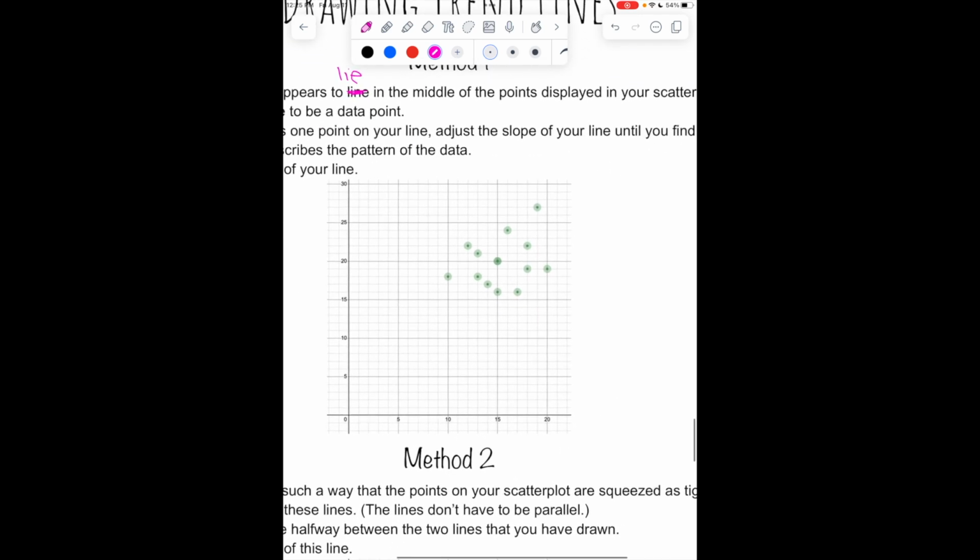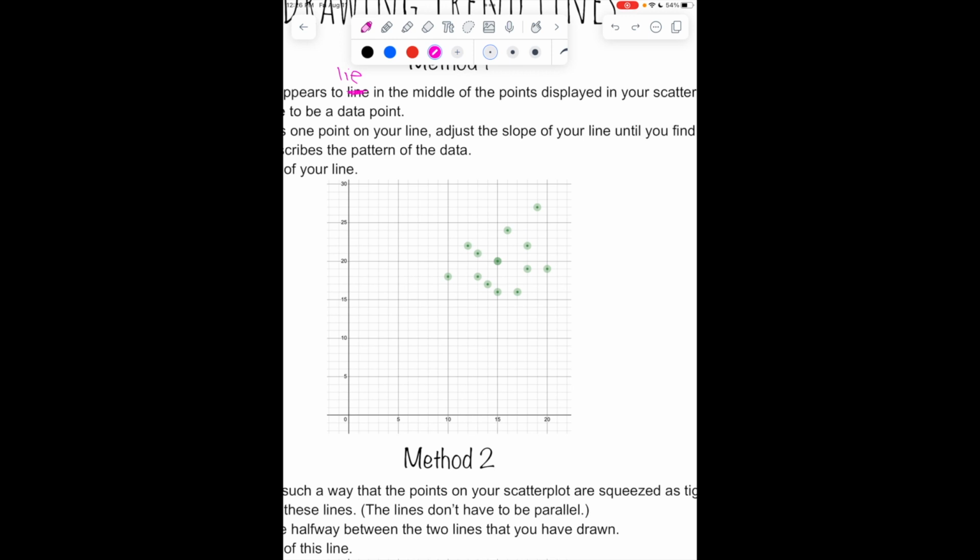So I am going to go with this point here. This seems like it's pretty much in the middle of my data. From that point, I'm going to draw a line that I think is in the middle of most of that data. Everyone's hand-drawn trend lines are going to be different because you're eyeballing this.